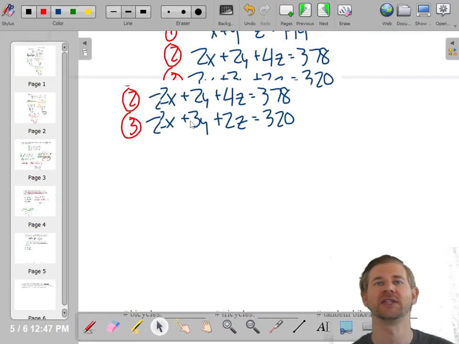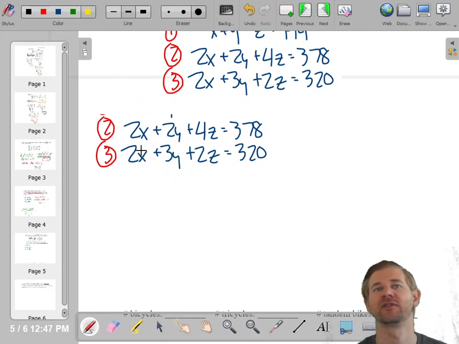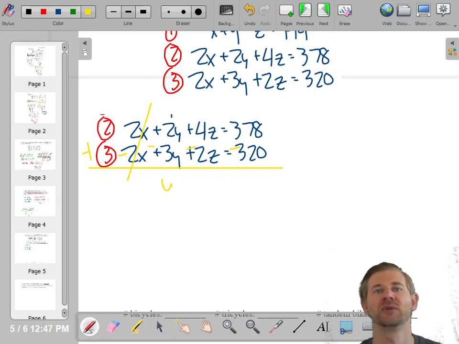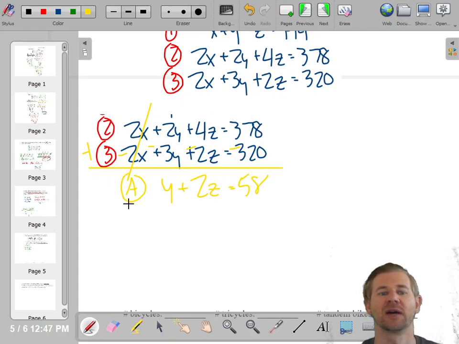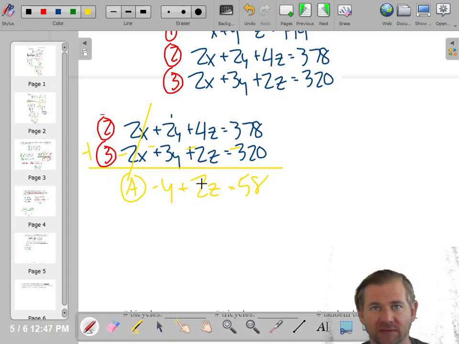We'll do lines 2 and 3, but I need to make something negative, so I'll make the smaller numbers negative. I'm going to make this all negative. If I flip the signs of all of them, that's fine. X goes away. 3 minus 2 is 1y, and 4 minus 2 is 2z, and 378 minus 320 is 58. So that's my A equation. Oh, this is negative. 2 minus 3 is negative 1. So negative 1y, positive 2z, and then positive 58.